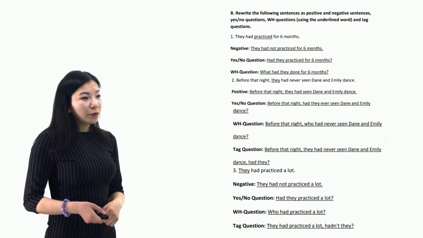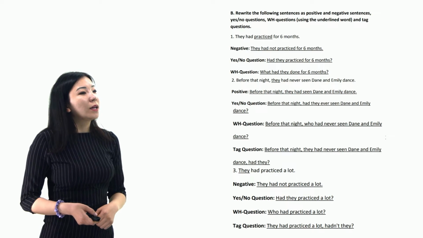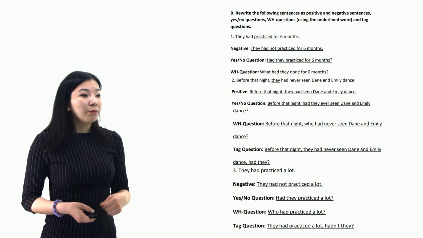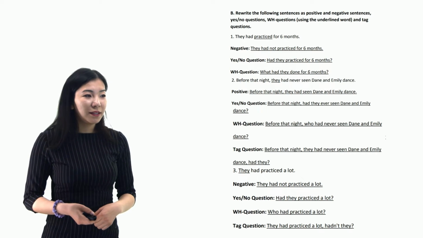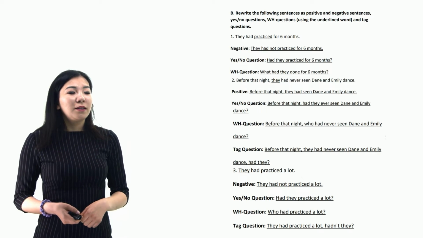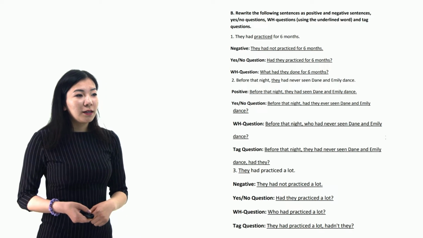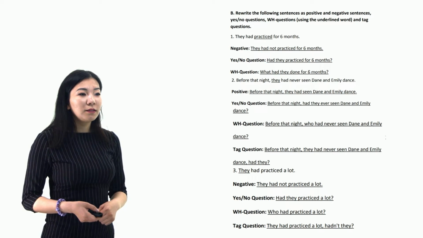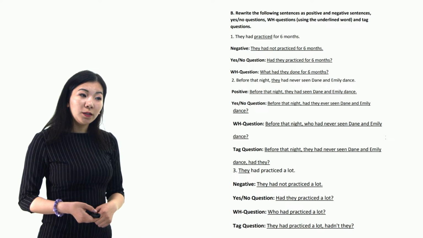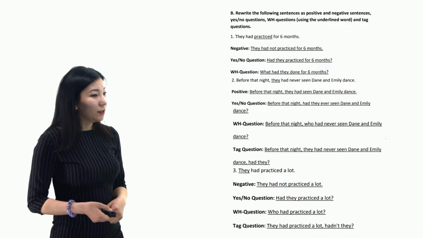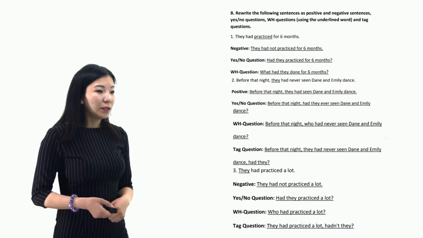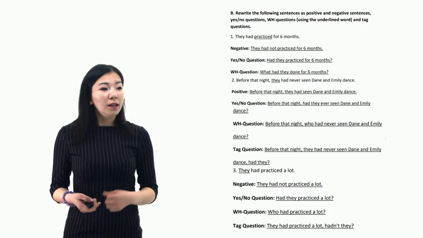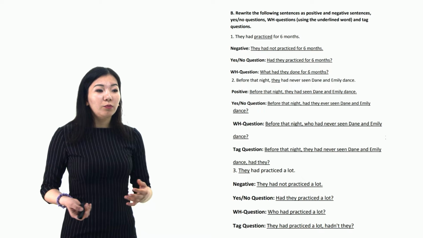Next one. Before that night, they had never seen Dane and Emily dance. Positive one will be here. Before that night, they had seen Dane and Emily dance. Yes, no question one. Before that night, had they ever seen Dane and Emily dance? Special question one. Before that night, who had ever seen Dane and Emily dance? Tag question. Before that night, they had never seen Dane and Emily dance. Had they?